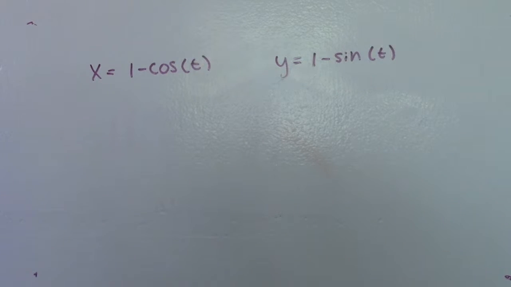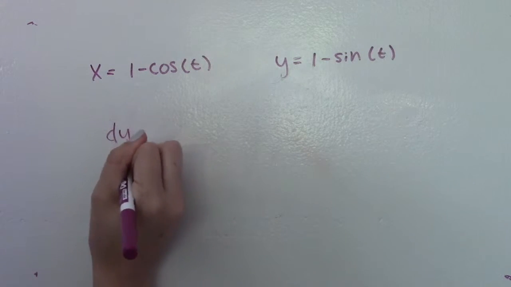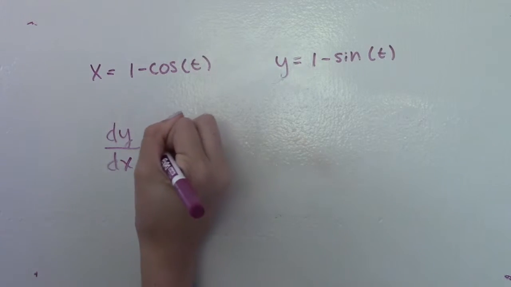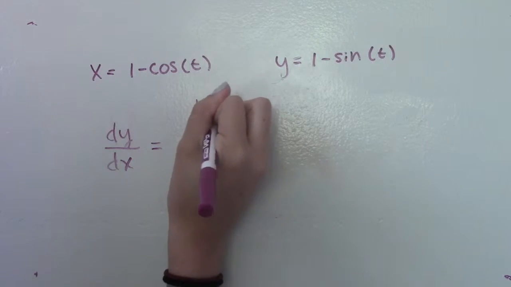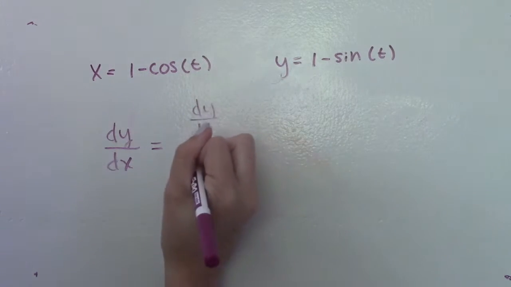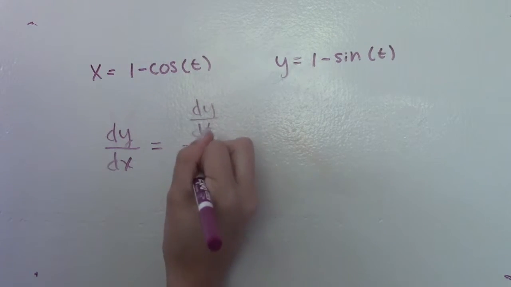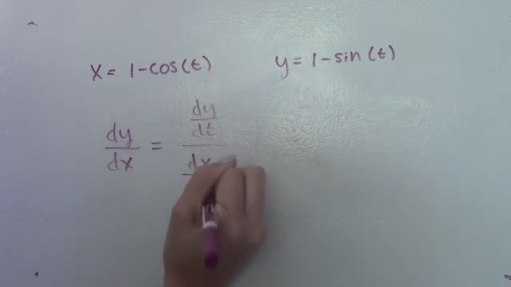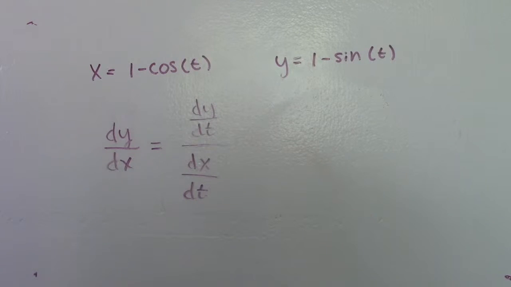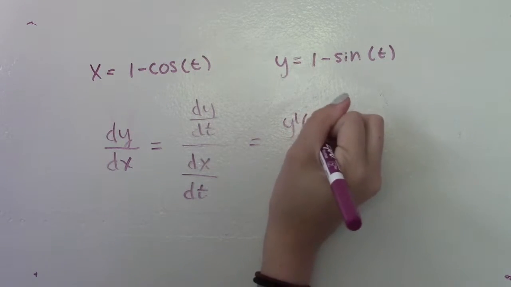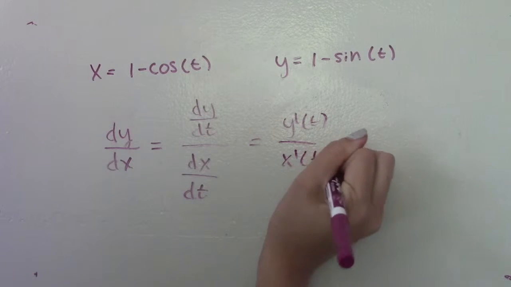This section is all about parametrics with calculus, and the first thing that we usually learn about calculus is how to take the derivative of something. So say we have the parametric equation x equals 1 minus cosine t and y equals 1 minus sine t. To take the derivative, dy over dx, we are actually just going to do dy dt, the derivative of the y function, over dx dt, the derivative of the x function, which can also be written as y prime of t over x prime of t.